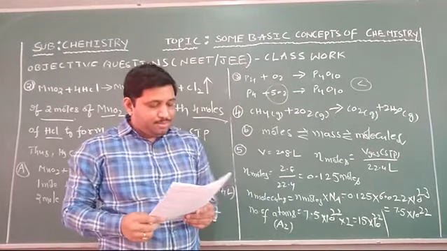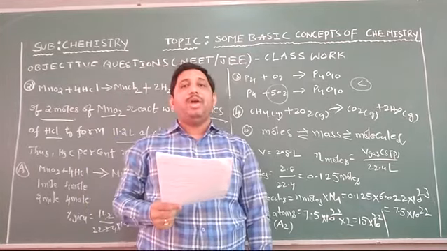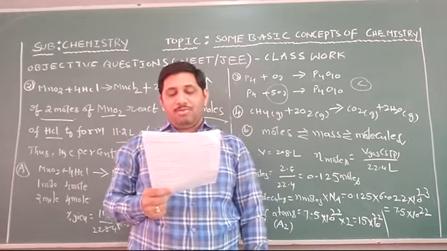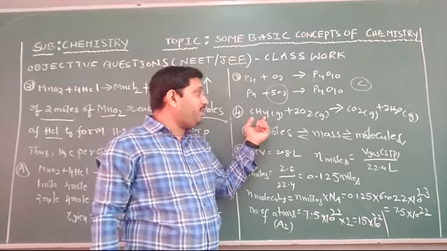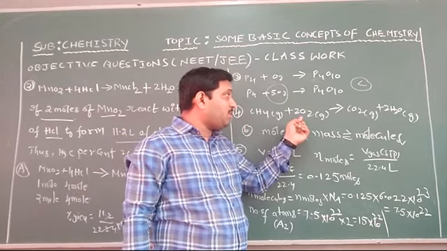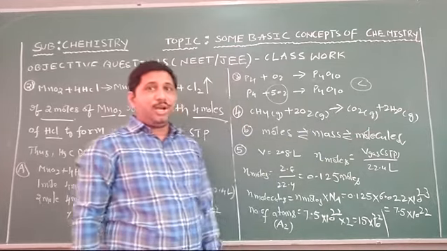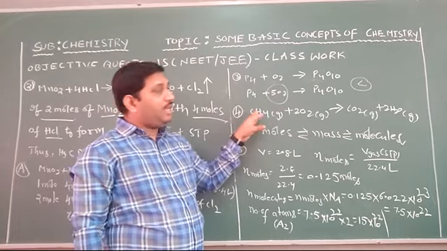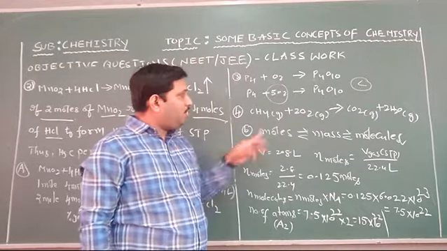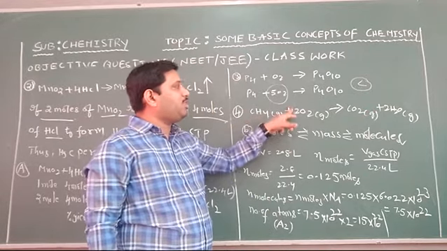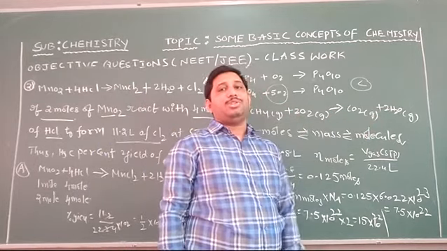Next one, student. Question number 4. CH4 plus 2O2 gives CO2 plus 2H2O. According to the above chemical reaction, some information has been given. 1 molecule of methane reacts with 2 molecules of oxygen to form 1 molecule of carbon dioxide and 2 molecules of water. In terms of moles, 1 mole of methane reacts with 2 moles of oxygen to form 1 mole of carbon dioxide and 2 moles of water.